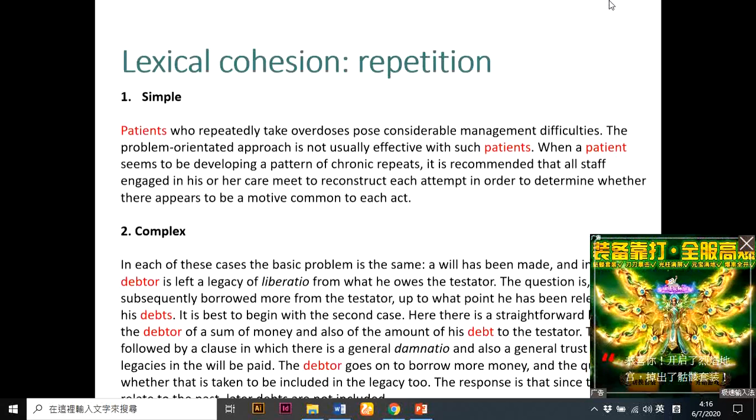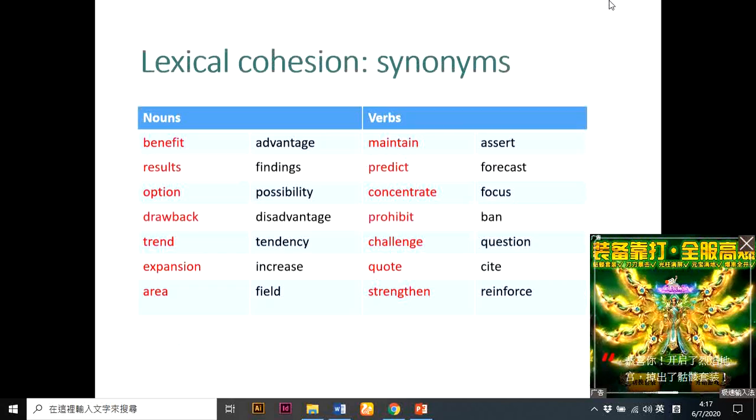Now, very simple repetition can result in a slightly boring experience for your reader. So it's advisable to think carefully about using more complex repetition if you can, or indeed to use synonyms. Let me show you some examples. On the left, you've got some nouns and a synonym for each noun. On the right, you've got some verbs and a synonym for each verb. By using a synonym, you can avoid repetition of exactly the same word.